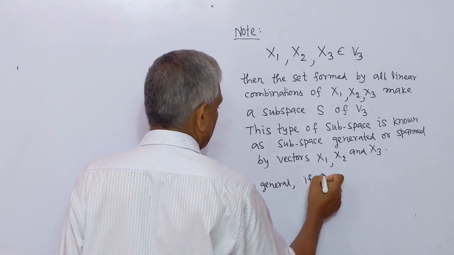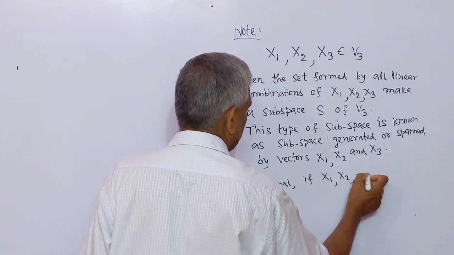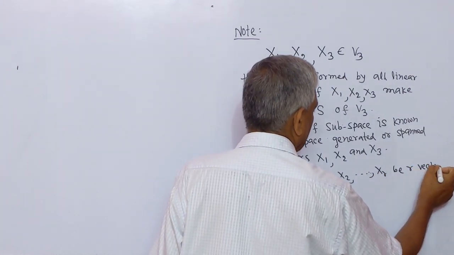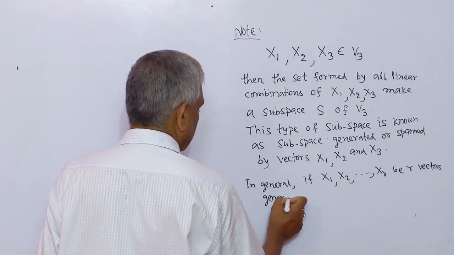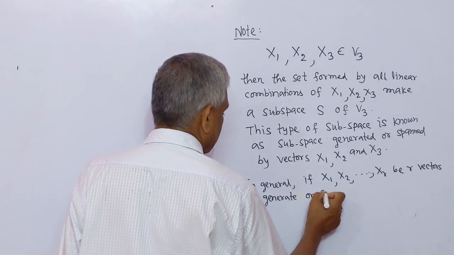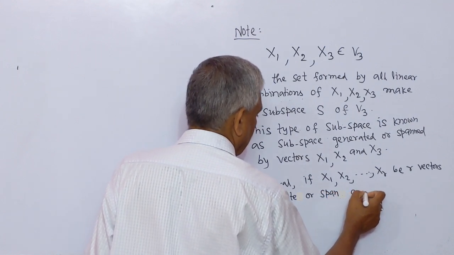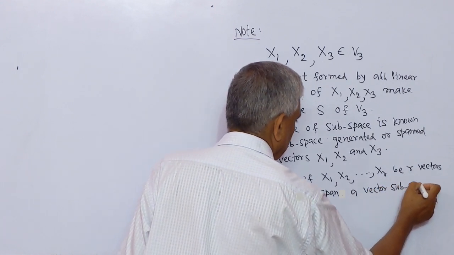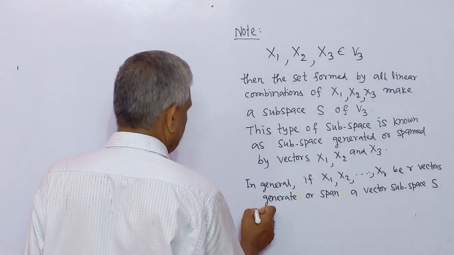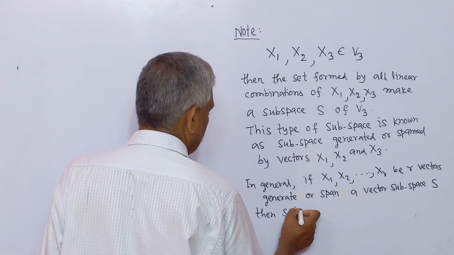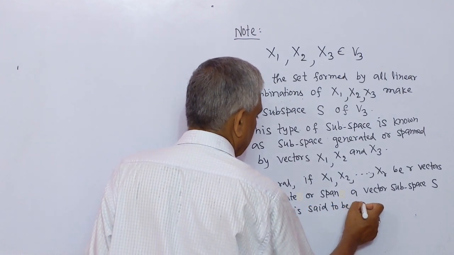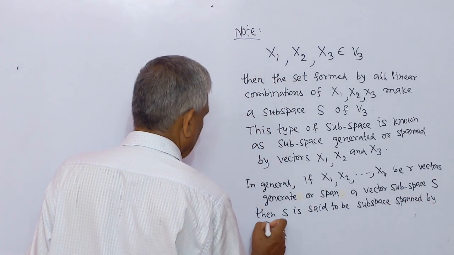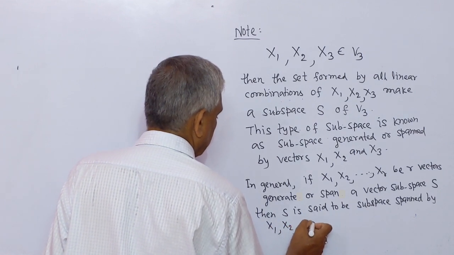In general, if capital X1, capital X2, up to capital XR be R vectors that generate or span a vector subspace S, then S is said to be the subspace spanned by x1, x2, up to xr.